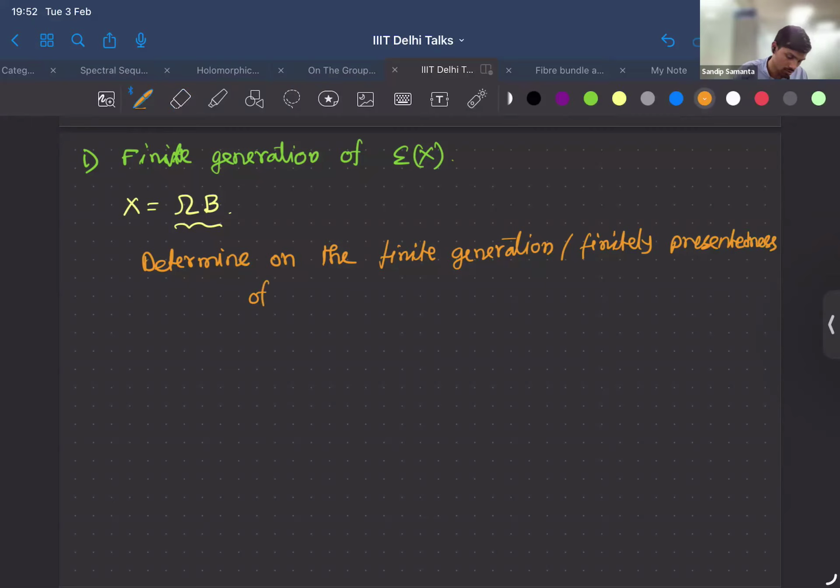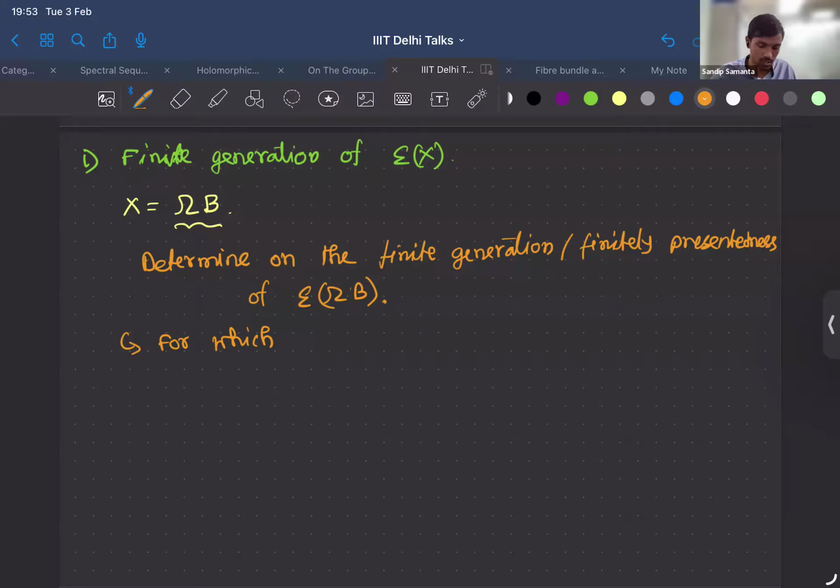Of this E of omega b. If we should have some condition on b at least, or anything for which this is finitely generated or not. Or a related one is that, for finitely generated, if we have two generators there are infinitely many finitely generated groups, but with two generators itself.